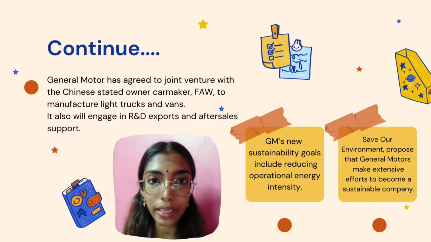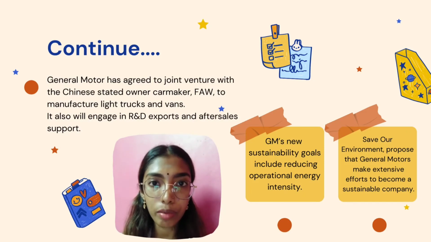Now, I would like to present my opinion on how General Motors sustains and expands its business in this case. Firstly, as we can see in this mini case, General Motors has agreed to a joint venture with the Chinese state-owned car maker FAW to manufacture light trucks and vans. It is focused on the production and sale of light-duty trucks and vans. It is also engaged in R&D, which is research and development, and export and after-sales support.